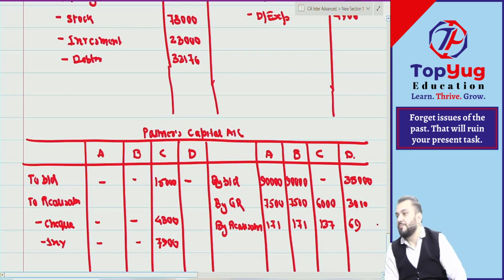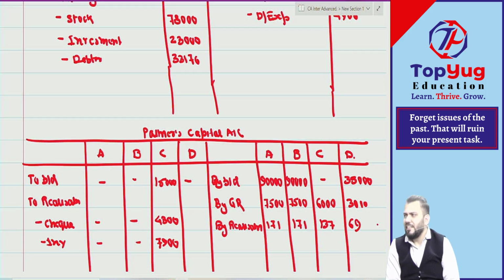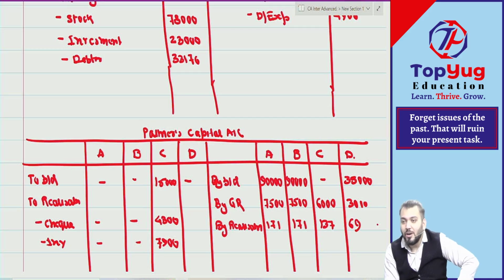Distribution, last point. So now we need to apply Garner versus Murray. There is one case law, Garner versus Murray. Based on that principle, we distribute the cash. We'll do distribution of insolvency loss. So first, the solvent partner will bring in cash. How much cash will they bring? Equal to share of realization loss.